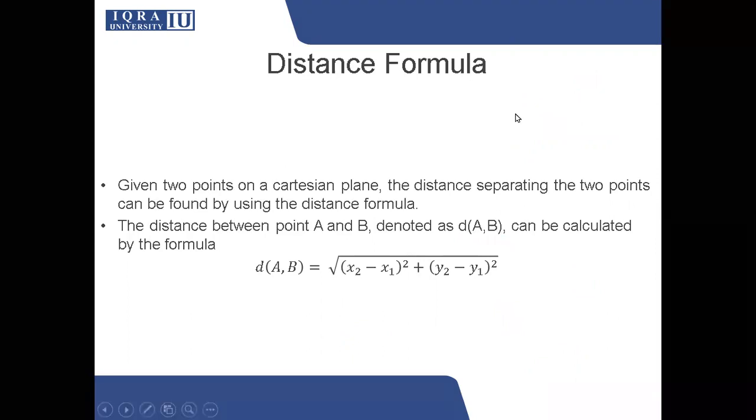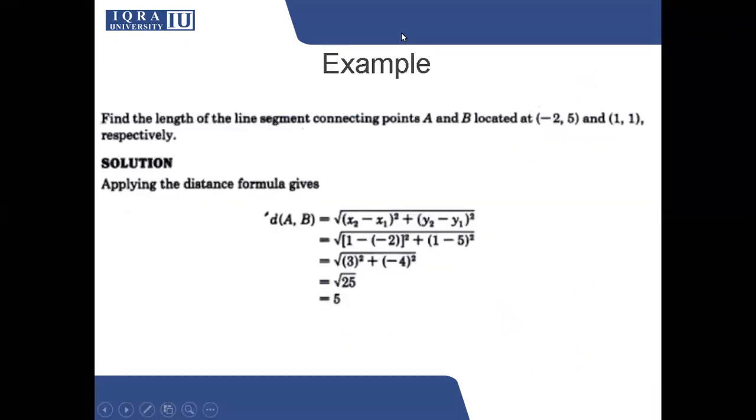So we'll take an example. Find the length of the line segment connecting points A and B. We need to find the distance. Just like before, first we highlight what x1, y1 and x2, y2 are. I'll call this x1 and this y1, then this x2 and this y2. Then I'll substitute these values in the formula.